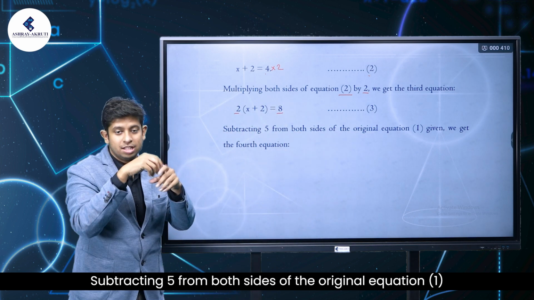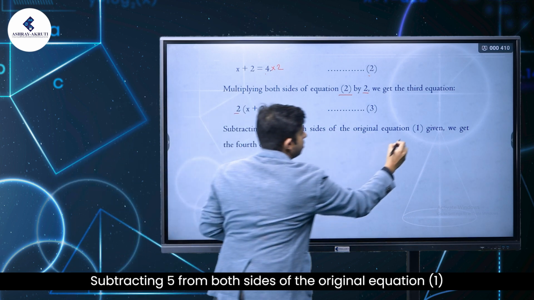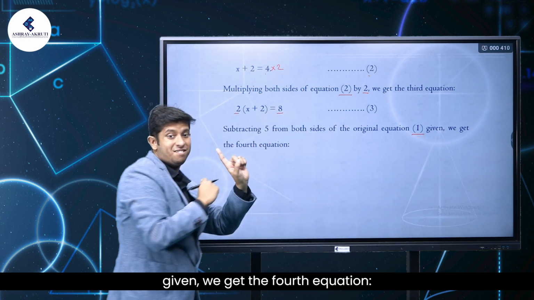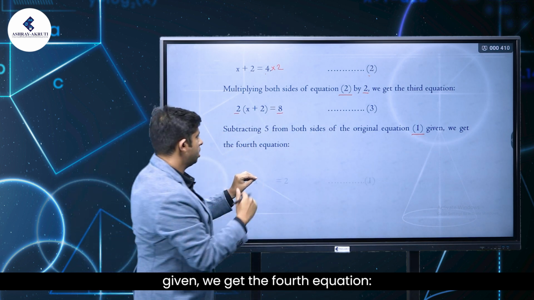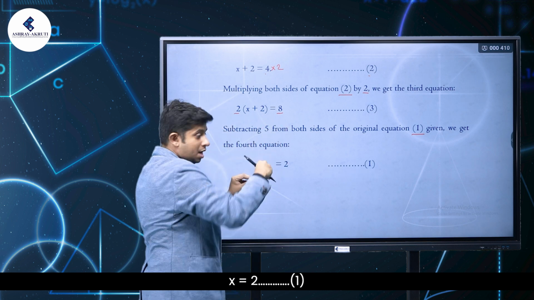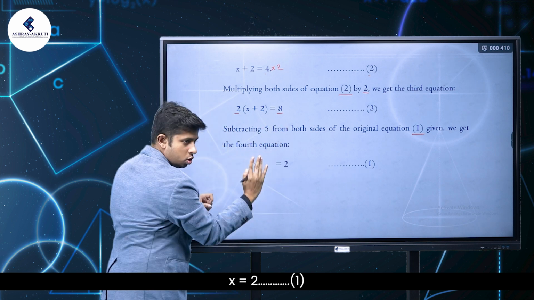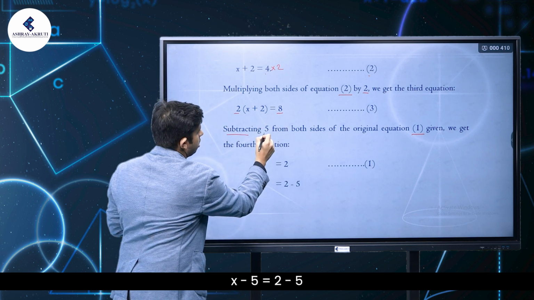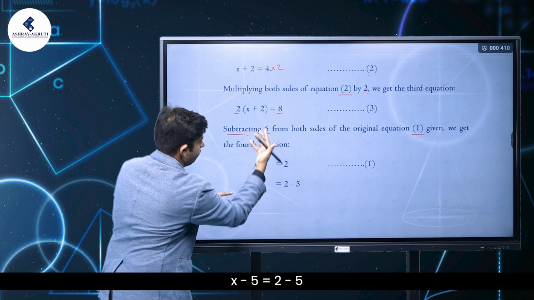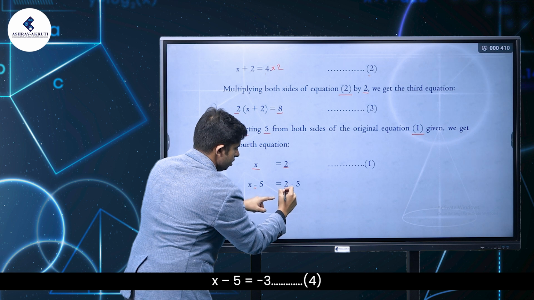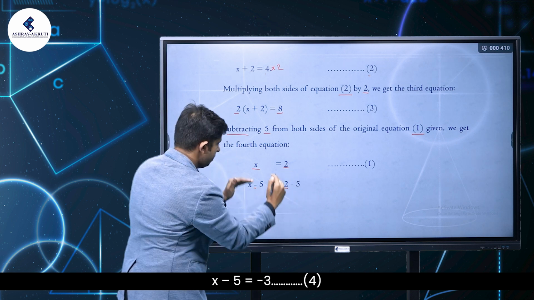Subtracting 5 from both sides of the original equation 1, x equals 2, we get the fourth equation. x minus 5 equals 2 minus 5. x minus 5 equals minus 3, which is the fourth equation.